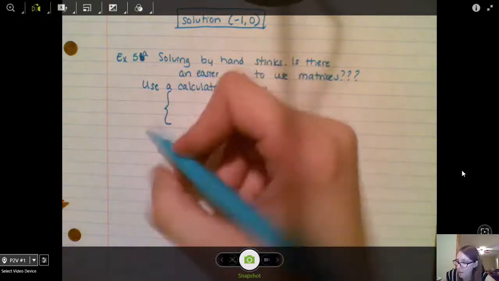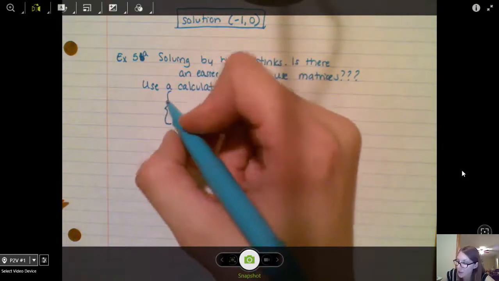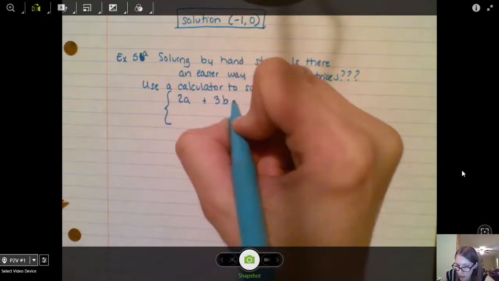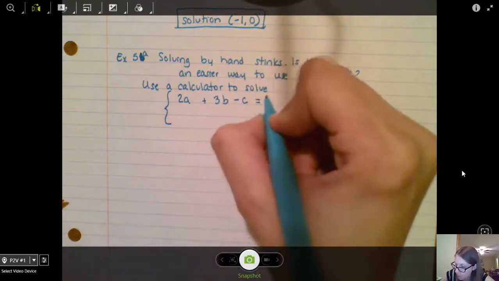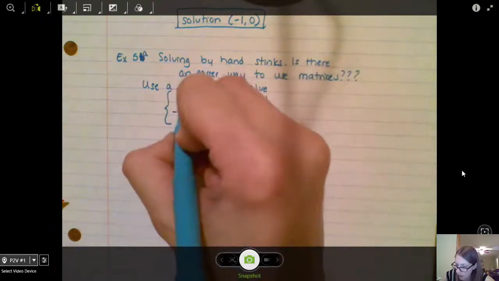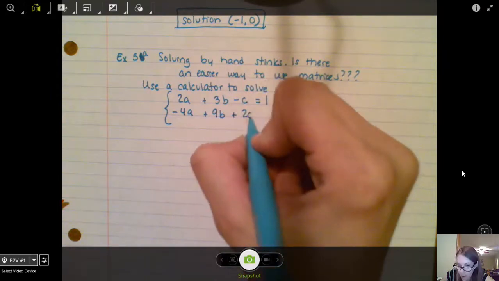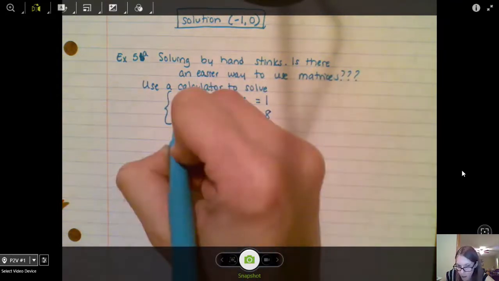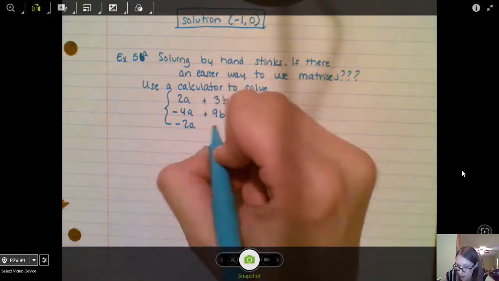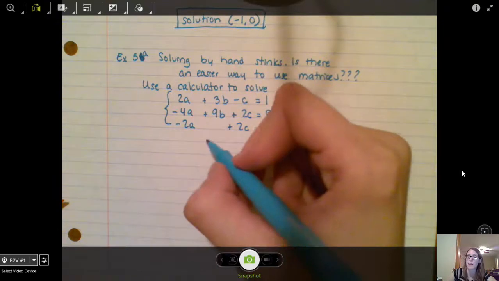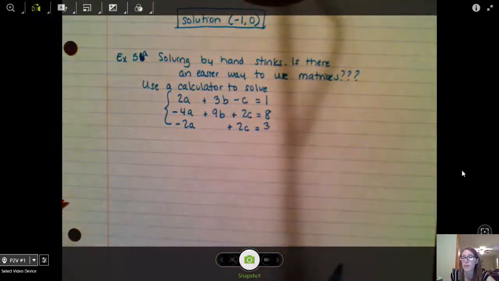And we'll do a system of equations with 3 variables here. 2a plus 3b minus c equals 1. Negative 4a plus 9b plus 2c equals 8. Negative 2a plus 2c equals 3, and I left that gap there so I remember that we don't have a b value.